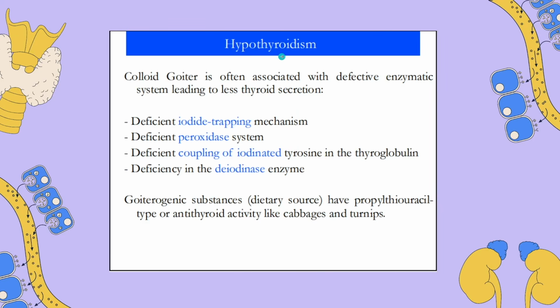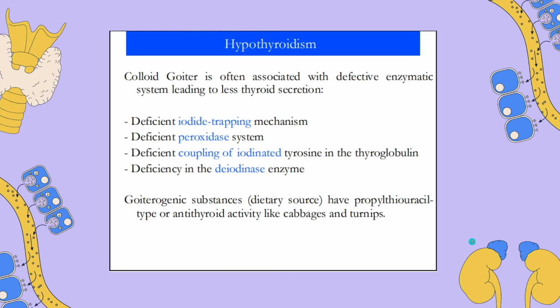Now here's hypothyroidism. We talked about the colloid goiter. It's related to the enzymatic system. So peroxidase is gonna be a problem. Deiodinase is gonna be a problem, and these two are basically one of the steps. They're gonna be deficient in hypothyroidism. Goitrogenic substances are gonna include propylthiouracil or any anti-thyroid activity.